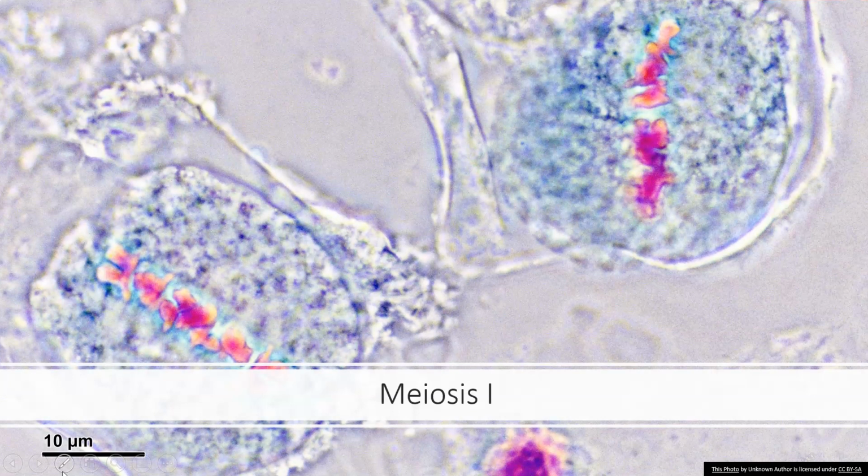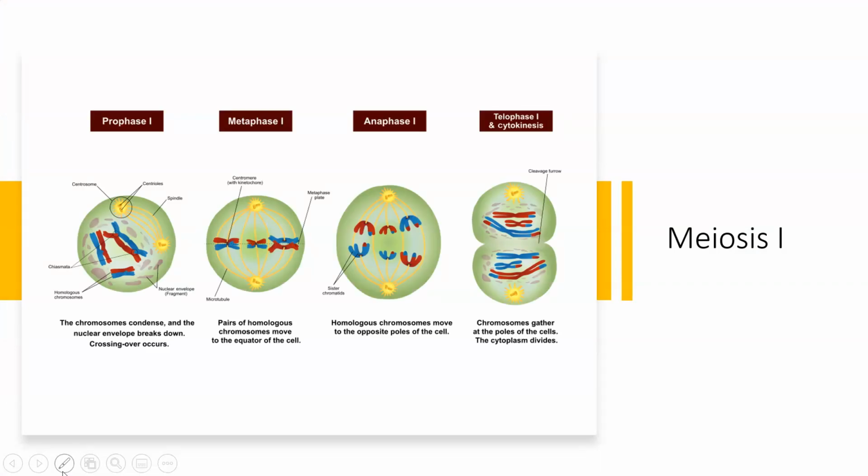Okay, so now let's think about meiosis 1. So during meiosis 1, those chromosomes condense, okay, and the nuclear envelope breaks down and crossing over occurs in prophase 1. In metaphase 1, our pairs of homologous chromosomes move to the equator of the cell. Anaphase 1, homologous chromosomes move to the opposite poles of the cell. So they're being pulled away now. Remembering crossing over occurred. So we've got that genetic mix-up now. And in the telophase 1 and cytokinesis, the chromosomes gather at the poles of the cells and that cytoplasm divides.